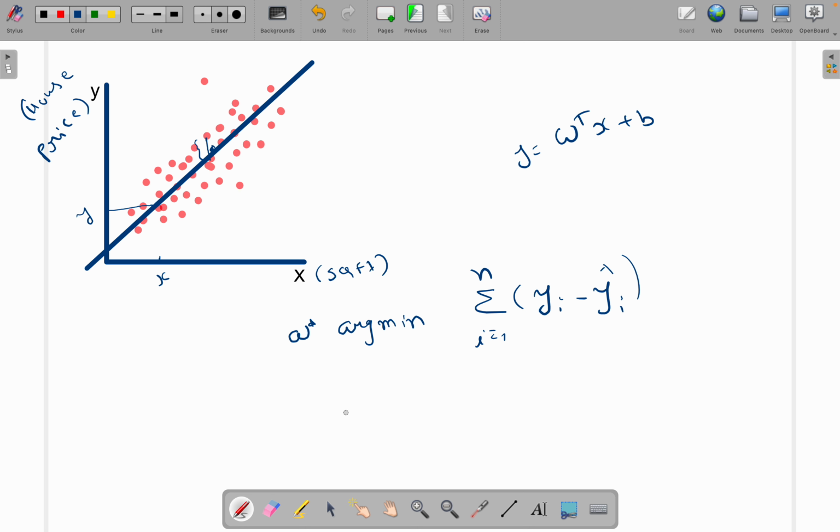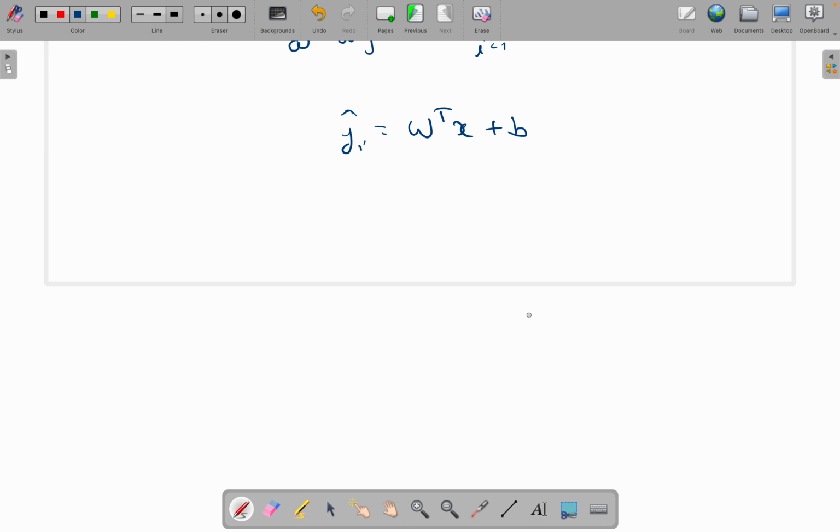Now what will be the yi hat here? If you see, yi hat will be w transpose x plus b. So if I rewrite this equation, we can say: find the optimal w which will minimize the sum over i equal to 1 to n of yi minus (w transpose xi plus b).